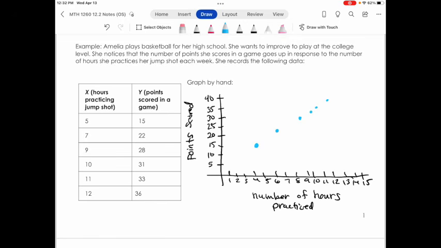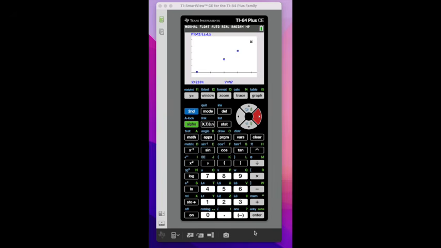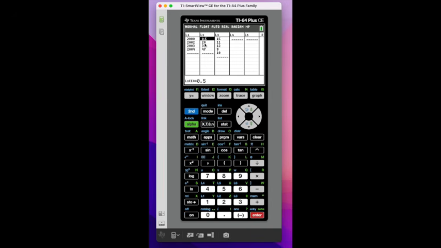Now let's do this on the calculator. All right, so we need to put our X and Y values in under the list. So I'm going to hit the Stat button, and I'm going to go to Edit for my lists, and I'm going to make sure that in L1 I put my X's, in L2 I put my Y's. So I'm going to put in 5, 7, 9, 10, 11, and 12.